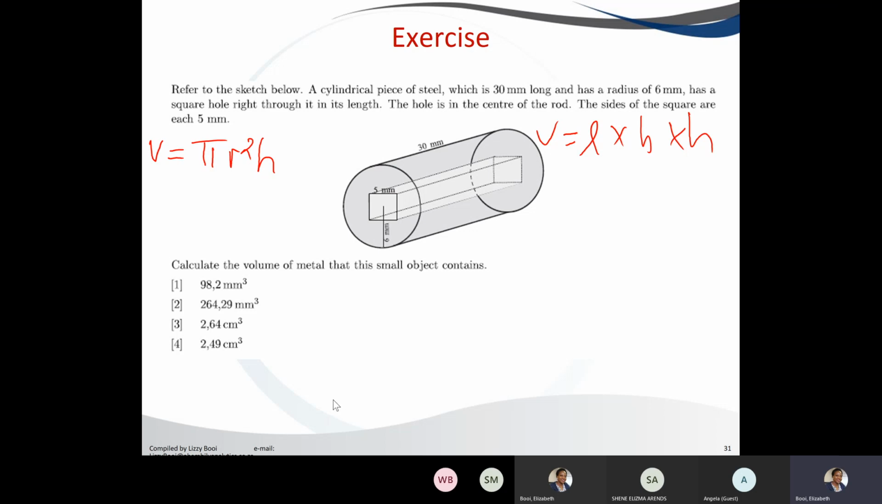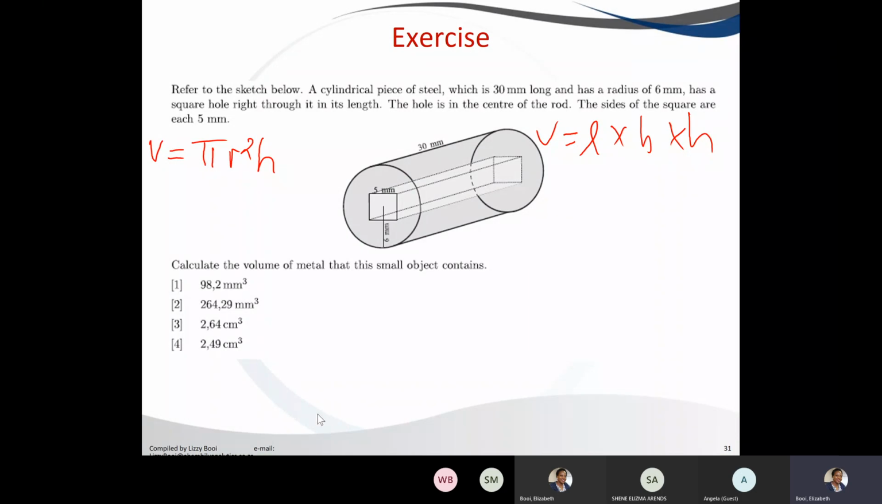Now, before we even start, we can look at the options because I want to highlight some things. If you look at the answers, they are in millimeter cubed, centimeter cubed, and centimeter cubed. So at some point, when we have the answer, we should not be quick to judge it. Because we are given millimeters, we need to convert from millimeter cubed to centimeter cubed at a later stage.